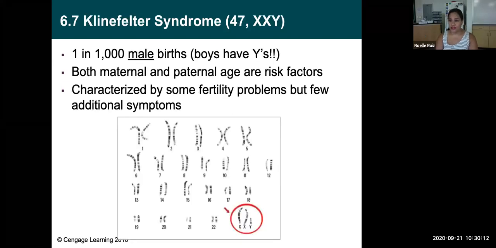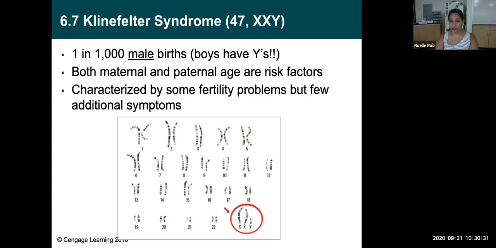Klinefelter syndrome. This is XXY. It happens in 1 in every 1,000 male births. Boys have Ys, so everyone with Klinefelter syndrome is a boy. So Turner syndrome is only in girls, Klinefelter syndrome is only in boys.